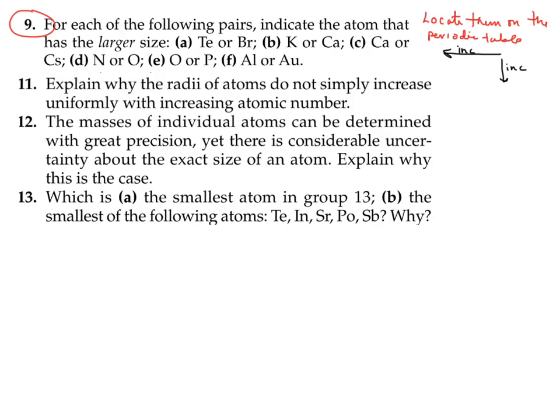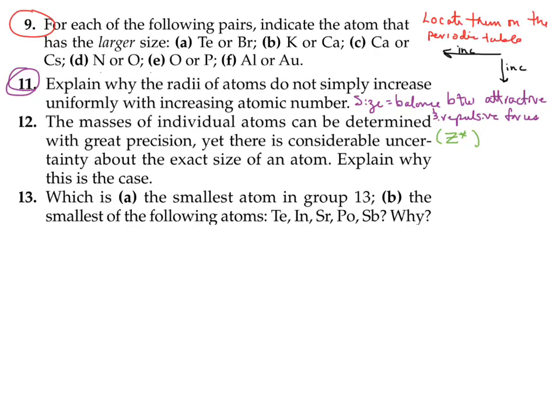Okay. So for each of these pairs, and usually on your unit exam, I will ask you questions about which one's larger. And so my advice was to find them on a periodic table and say, okay, which one's larger. For 11, explain why the radii of atoms do not simply increase uniformly with increasing atomic number. And it's back to that, and in purple I say size is a balance between attractive and repulsive forces. If you just want to write that down, I'm fine with that.